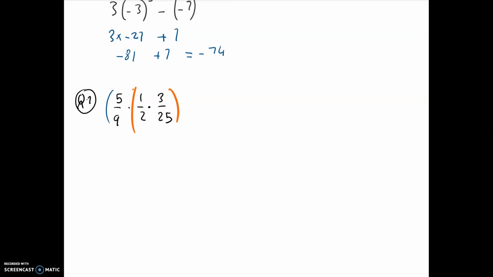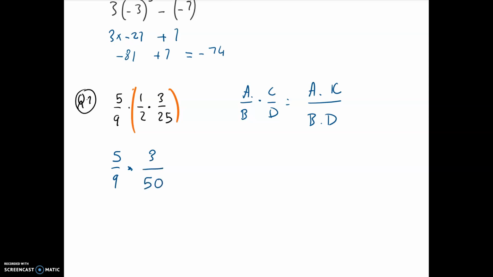Let's try to do these two. Why? Because I think it's pretty easy to have 2 times 25 is 50. So remember what we are dealing with: A over B multiplied by C over D. That means I multiply my top together and I divide by the multiplication of my bottom together. So therefore I got right now 5 over 9 multiplied by 3 over 50. And now I do again, and I'm going to have 5 times 3 equals 15 divided by 450.